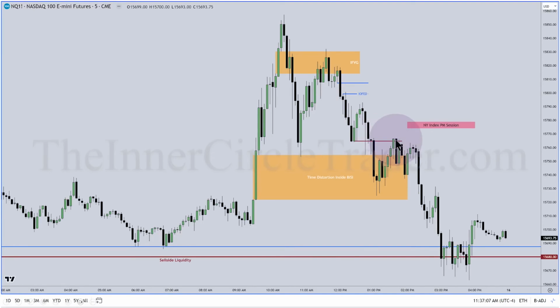Returns back into here. And all of this consolidation is time distortion. It's not time for the market to do anything. It's not going to do it. It's already ran the low here, which is the lunch macro for New York. It already did that. But we're not done.